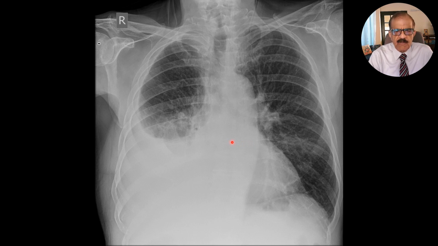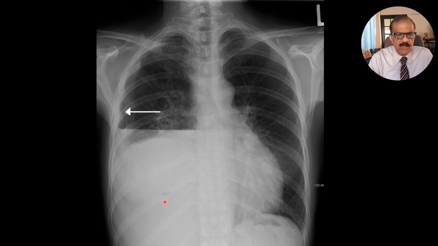So this effusion could be due to any cause. I think in our country, tuberculosis remains the commonest cause. So I would suspect that also, and maybe malignancy, maybe parapneumonic effusion, and I'll go through the causes also. I hope this was easy. Now let's move on to the next X-ray.